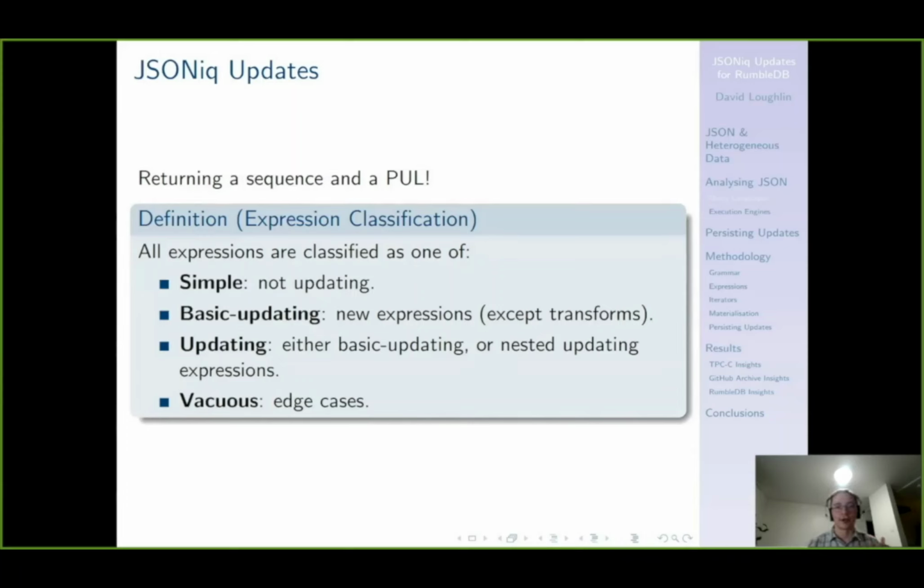Thus, JSONiq classifies these expressions for systems. We have simple expressions that don't do any updating, cannot produce a PUL. We have basic updating expressions. These constitute the new expressions that describe update primitives. We have updating expressions that are either basic updating expressions or nested updating expressions. Then we have vacuous expressions to catch edge cases.